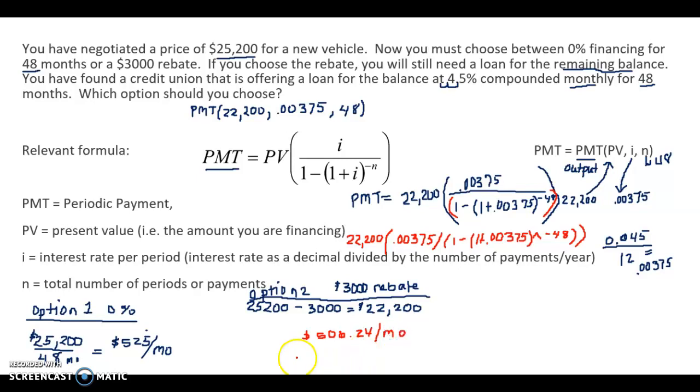So now I get to look. Under the first option, no interest charges, but I am going to have to pay $525 a month. Second option, I take the $3,000, pay that off immediately, and finance the rest, and I have a payment of $506.24 per month. So which option should I choose? Well, I definitely should choose the second option. It gives me a lower monthly payment.